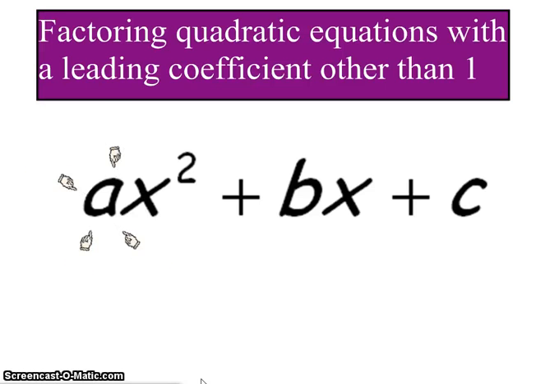Now, if you'll take a look, you'll see that there is an a in front of x squared. That is a leading coefficient. Anytime our leading coefficient is not 1, we have to do something a little differently. So let's go ahead and take our first look.